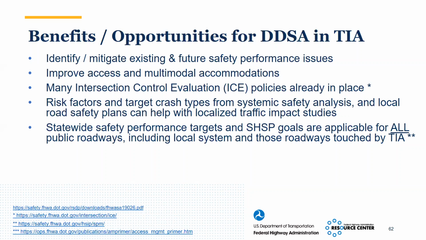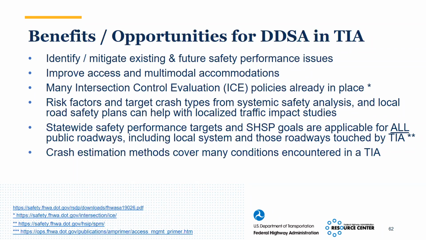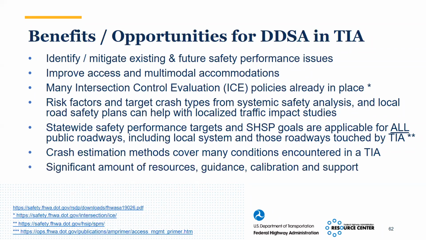What I wanted to mention and be keen to mention was that states are setting performance targets for all public roadways. In accordance with the FAST Act, MAP-21, all public roadways are having these safety targets being set, including many roadways that are touched by traditional traffic impact studies. So we've got an opportunity there to be part of the grander, the bigger picture, if you will. And I think a lot of the methods that we have in predictive safety cover conditions that we encounter in TIAs. There are going to be limitations, but we have models now that we didn't have before that can help. And we have the benefit also of a lot of great resources and guidance out there.